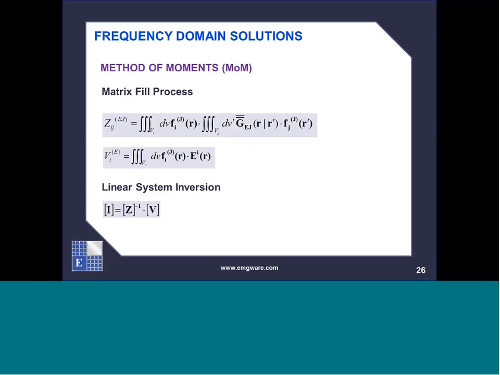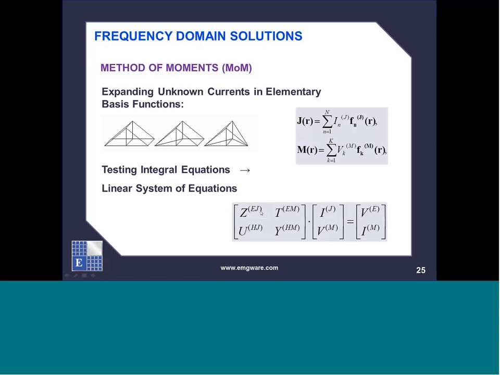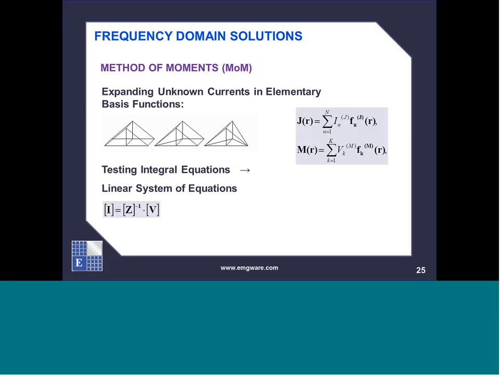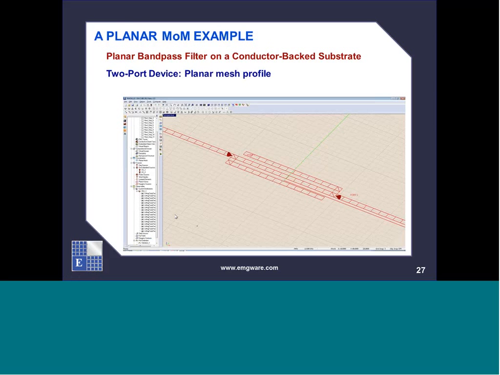So method of moments has two major parts. First, you have to calculate the matrices, and once the matrices are known, then you have to solve the linear equations. So matrix fill process is the first part, linear system inversion is the second part. So let's see what happens if we want to solve the same bandpass filter that we just saw in FDTD with the planar method of moments. Here we have a two-port device, similar to the other case in FDTD.